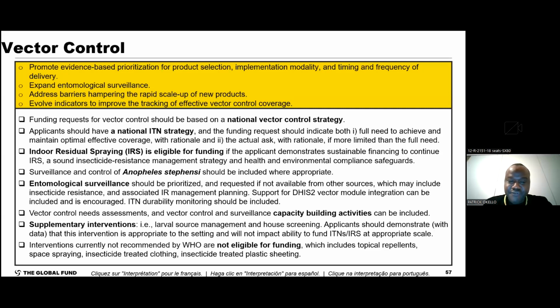For supplementary interventions, while we recognize their importance, we follow WHO guidance, like on larval source management. We have to fulfill the 3 conditions of fixed, few, and findable. And generally, the advice is let's first fully ensure that we fund the conventional approaches, ITNs and IRS, before we can probably open up, if funding allows, to the other supplementary interventions. Next slide.